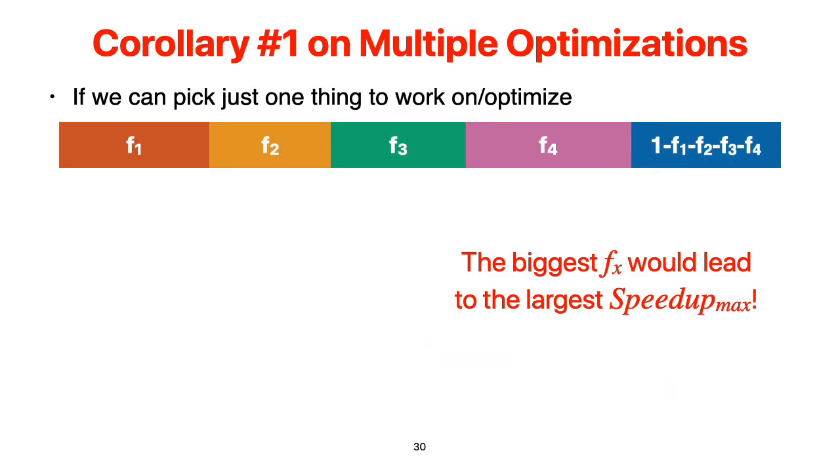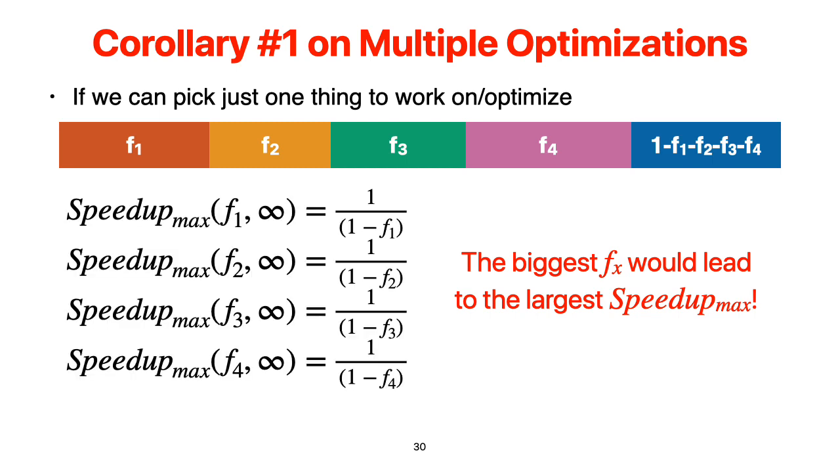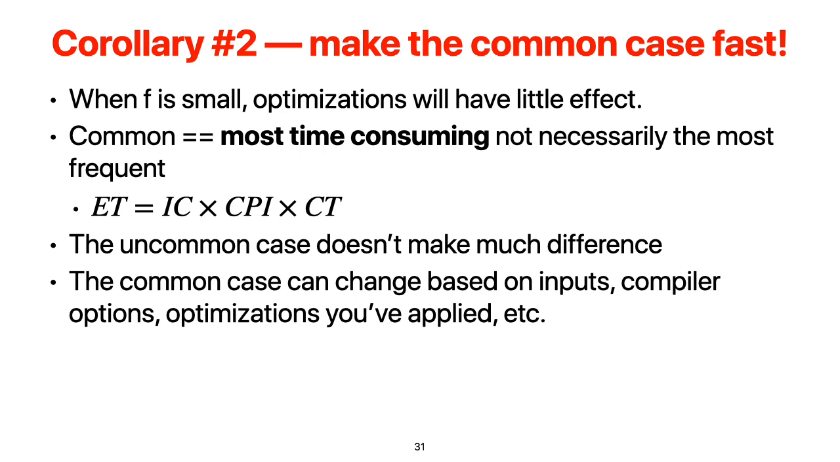If you use the first implication on multiple optimizations, you can figure out that if I can only do one thing, and I want to get the maximum speed up by picking one thing to do, then you should definitely pick the largest f as your target. So the second corollary we get from Amdahl's law is that when doing performance optimization, we should think about how to make the common case fast. If you pick a very small f, the optimization will have very little effect.